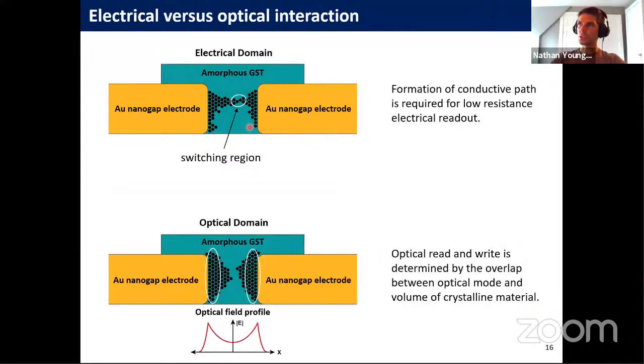And this is kind of illustrating this point here. So if we switch a very, very small portion of material and we measure the resistance, we can actually break and make a connection in the electrical domain, whereas in the optical domain, we rely on the overlap of the optical mode and the volume of material that is in the crystalline versus amorphous state, basically.